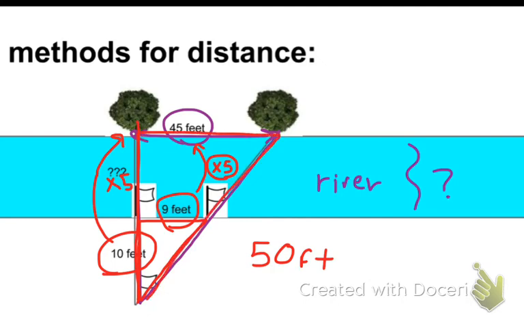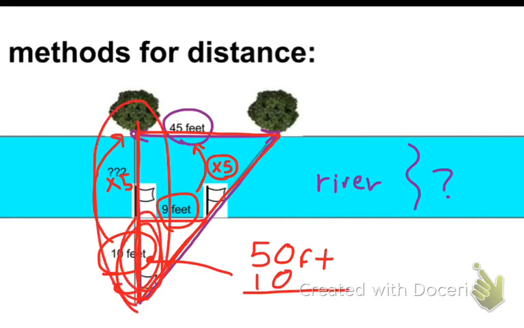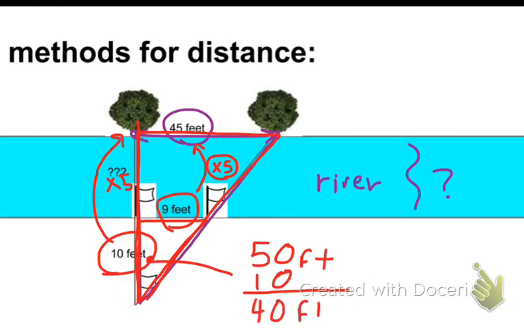So how do we find the distance of the actual river? Well, easy. We find our smallest triangle again and just subtract. Right? Because we are subtracting this section from the overall section, and we end up getting 40 feet as our overall distance. So these are two ways that we can practically use triangles and similar shapes to measure really awkward distances.